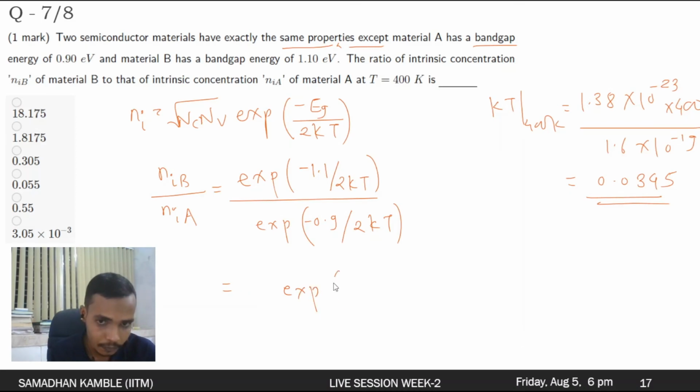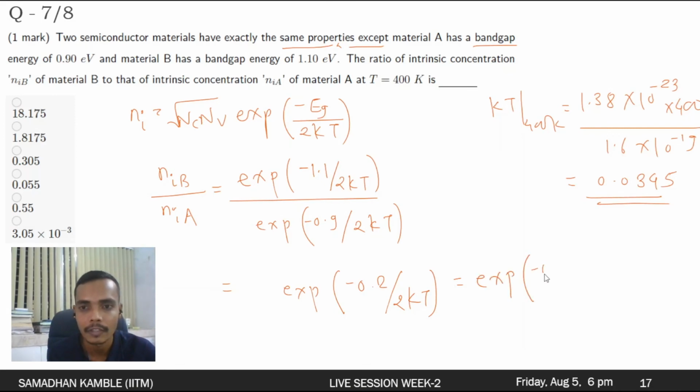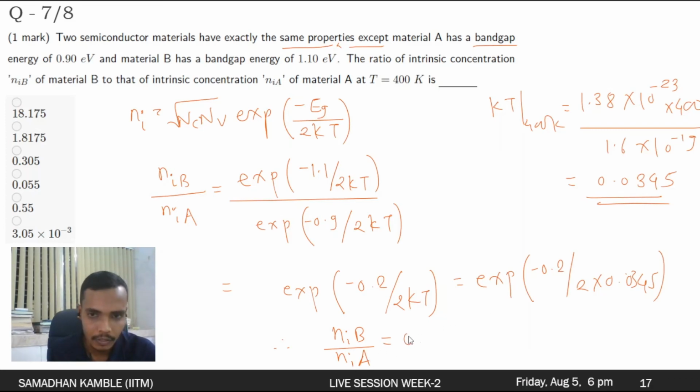Okay, so this ratio actually becomes exponential of minus 0.2 divided by twice kT. So we can put the value of kT from this particular equation and we'll get 2 times 0.0345. Therefore the ratio of the concentrations for B with respect to A actually comes out to be 0.055.